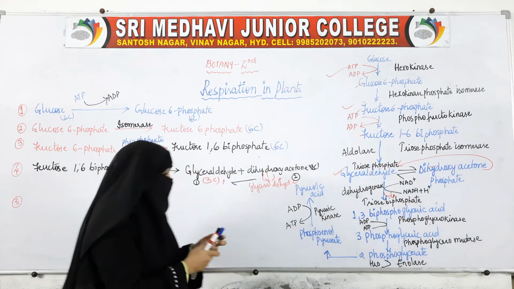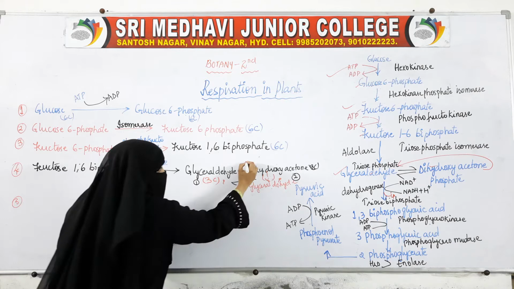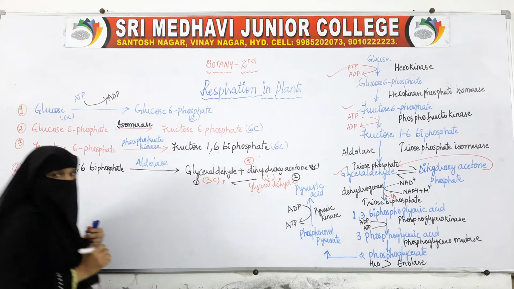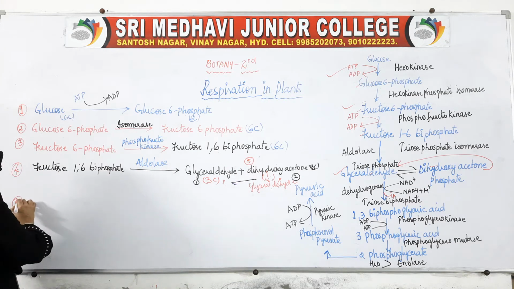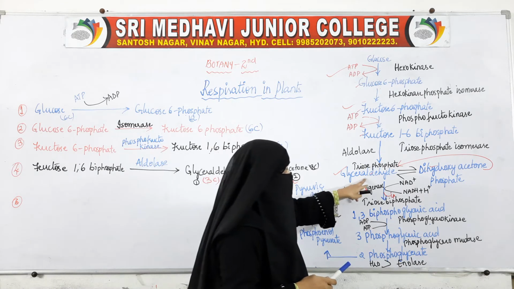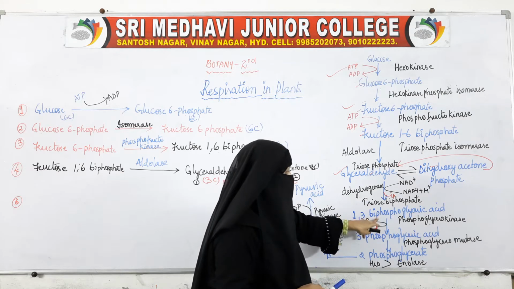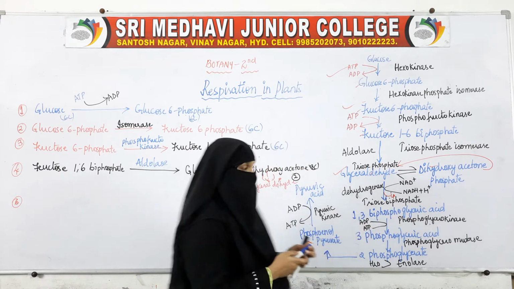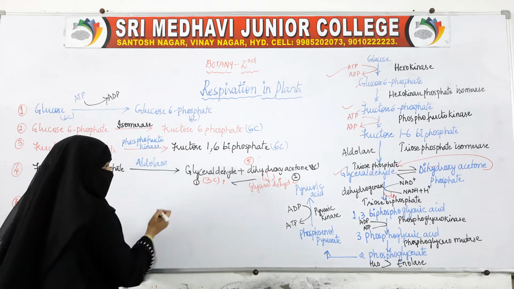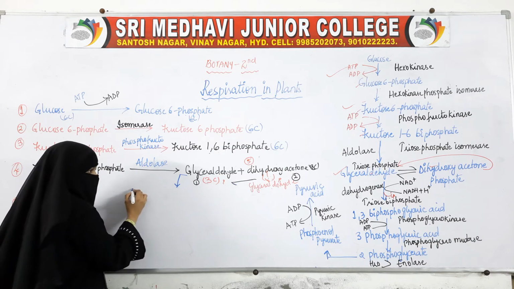Now coming to the 6th reaction. So this is the 4th and this reaction is the 5th reaction. Coming to this 6th reaction, what is happening? Here glyceraldehyde is changing into 1,3-biphosphoglyceric acid.